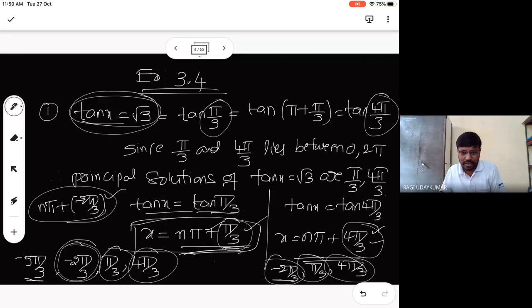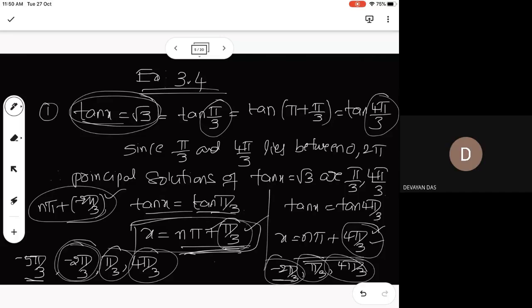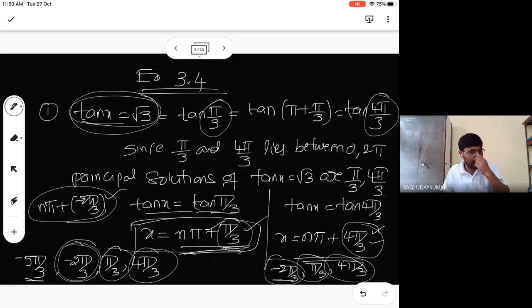I think now you understood the main concept. But usually what do we do? The principal value branch: in principal value, the first value that comes, whatever first value you are getting, that we are going to substitute in the place of y. Sorry, understood?